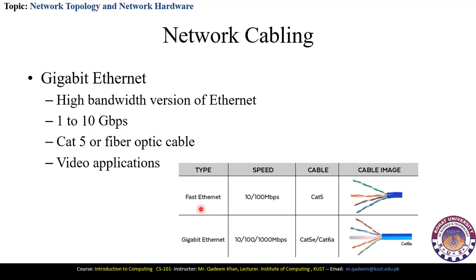You can see that this is fast Ethernet and this is gigabit Ethernet. The speed is from 10 to 100 megahertz, but its speed is from 10 to 1000 megabits per second. It is category 5 cable. It is also category 5E, and also category 6A. So these are versions of the gigabit Ethernet cables. This is the diagrammatic representation of this cable. You can see there is the category 6A cable, which is a gigabit Ethernet cable.